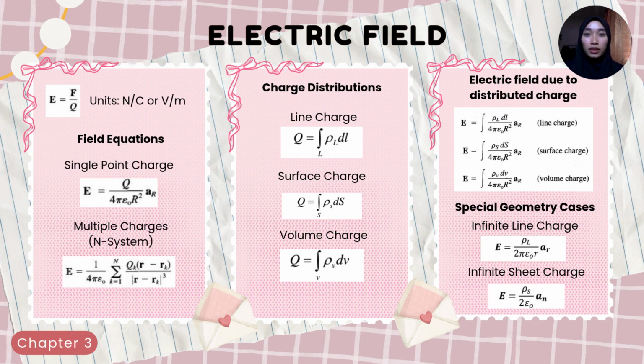Next, let's discuss the electric field, denoted as E. It is measured in newtons per coulomb or volts per meter, representing force divided by charge. We can find the electric field for a single point charge or a system of multiple charge. For spread out charge, we calculate line, surface, or volume distributions. We also use quick specific formulas for special case like an infinite line charge or an infinite sheet charge.